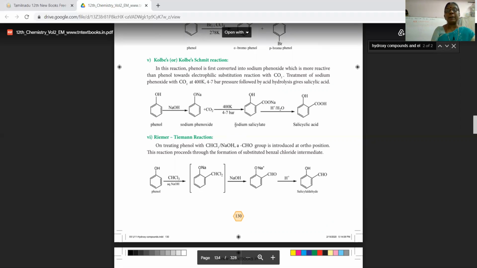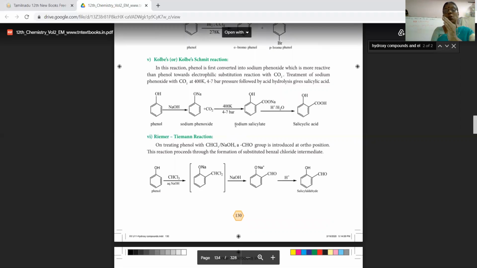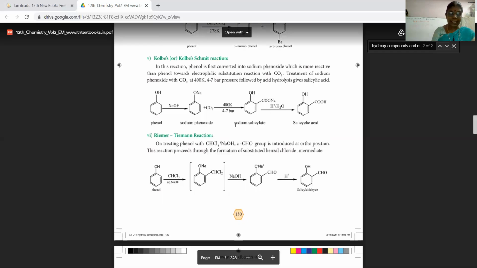Phenol on treatment with NaOH, H is removed and Na is substituted in that place. And again, if it is treated with carbon dioxide, in the ortho position you are getting COONa, that is called sodium salicylate. If it undergoes hydrolysis with an acid, you will get OH and COOH in the ortho position, that is called salicylic acid.